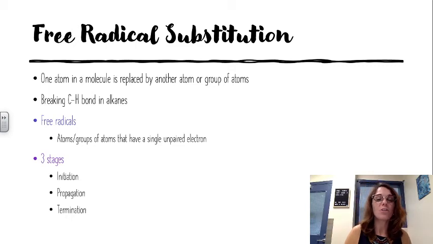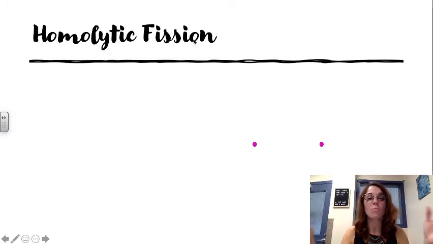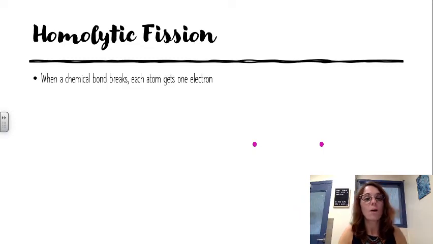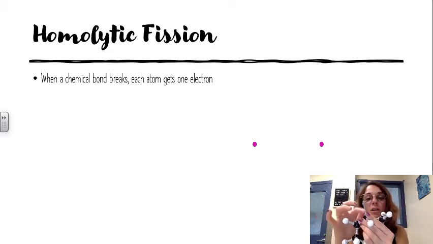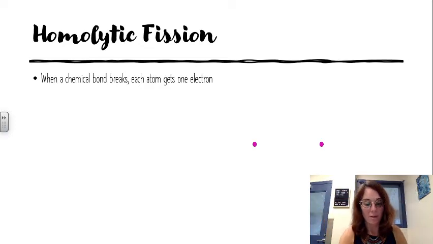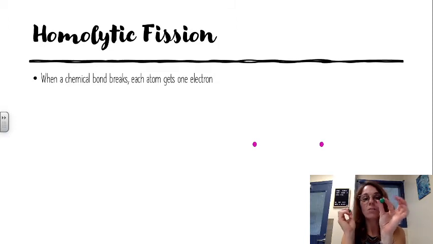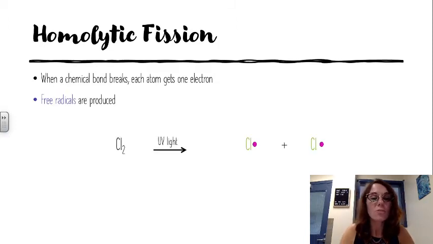So there are three stages to this substitution reaction in detail, and we're going to go through each of them. First of all, this is known as a homolytic fission. So homo, whenever you see that word, means the same, and fission means to break apart. So when a chemical bond breaks, each atom gets an electron. So here, when I took off that hydrogen, the carbon has one of those electrons, and the hydrogen has the other one. Okay, here when I broke apart this halogen has one of those electrons, and this one also has one electron. So those are my free radicals.